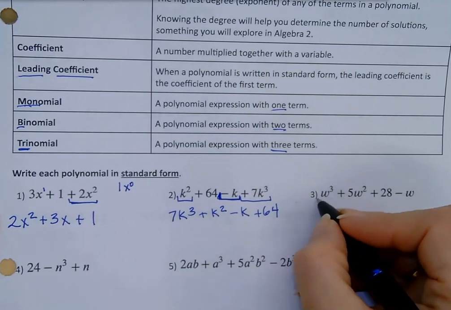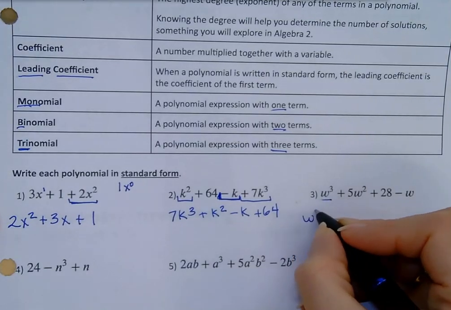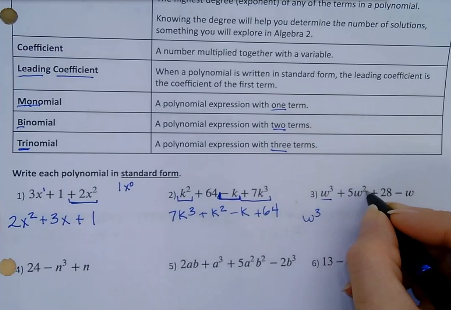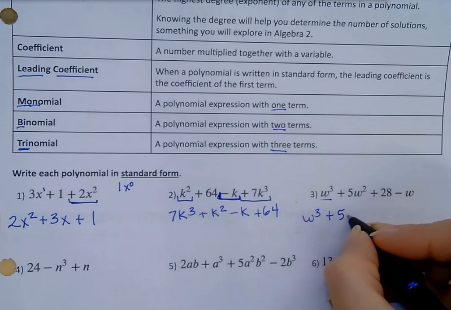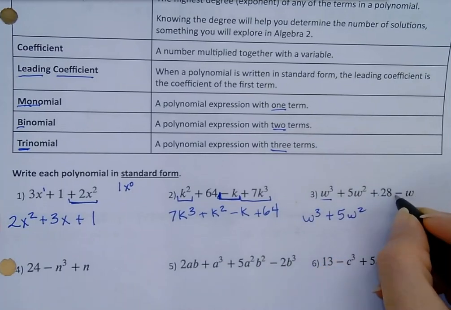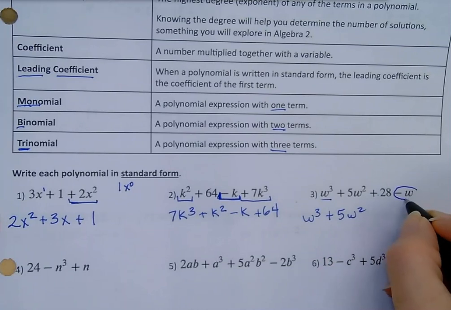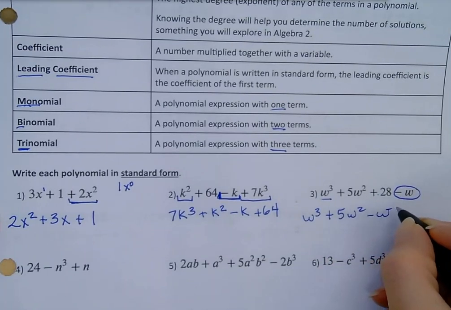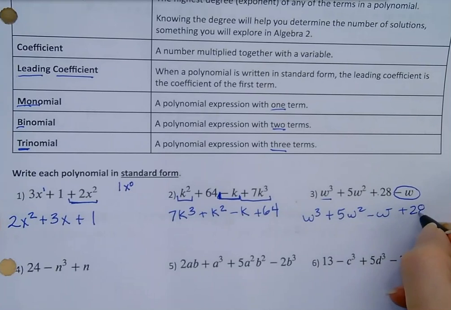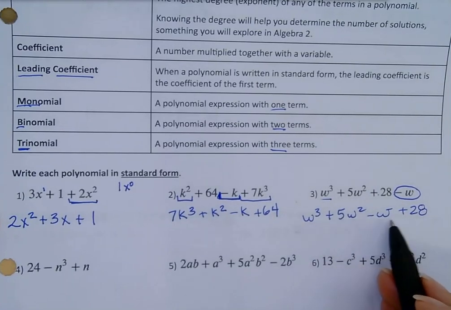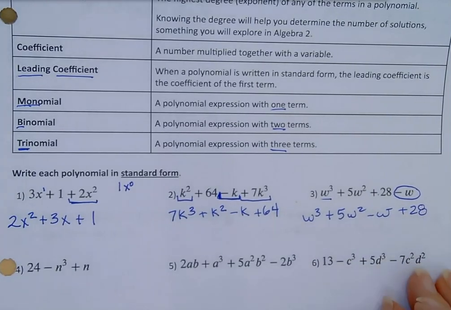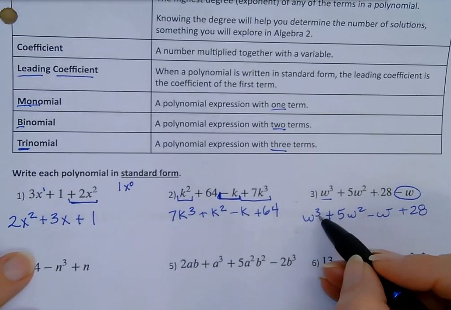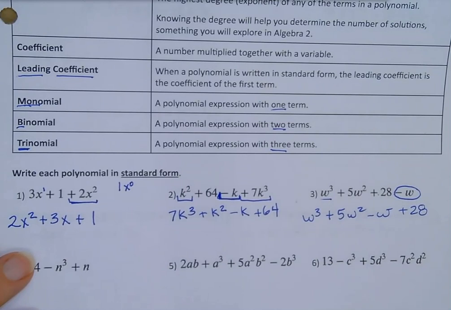So this is my highest exponent right here, so that's going to be first, w to the 3, and then my next one down is w squared. Then I need negative w. Remember that negative is glued to that w, don't lose it. And then plus 28. Okay, I'm going to double check. I am in alphabetical order because I only had one letter to deal with, and then I have the highest exponent first, and then I'm descending.